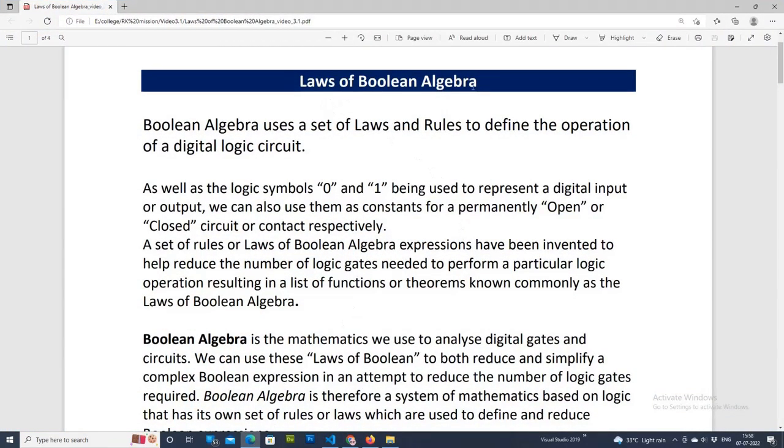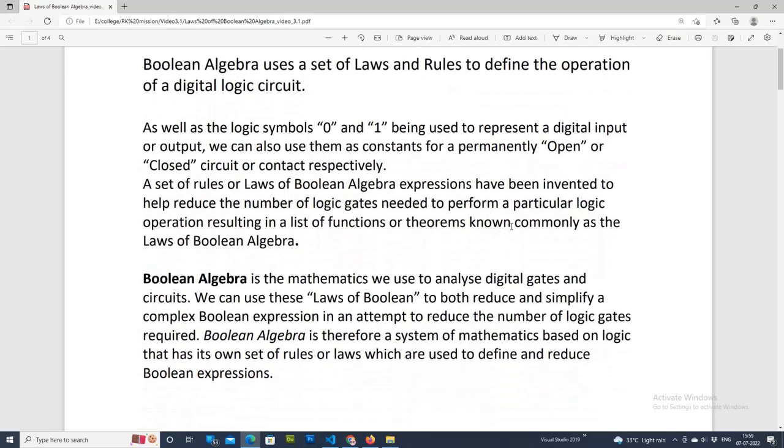So, laws of Boolean algebra. Boolean algebra uses a set of laws and rules to define the operation of a logic circuit, as well as the logic symbols 0 and 1 being used to represent a digital input or output. We can also use them as constants for a permanently open or closed circuit or contact respectively. A set of rules or laws of Boolean algebra expressions have been invented to help reduce the number of logic gates needed to perform a particular logic operation, resulting in a list of functions and theorems commonly known as the laws of Boolean algebra.